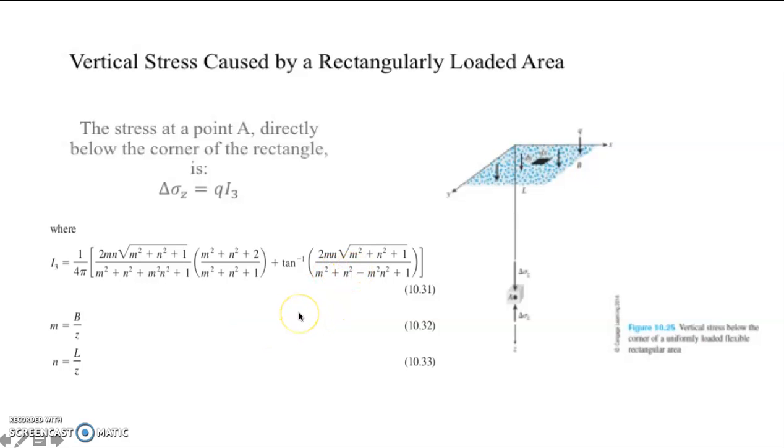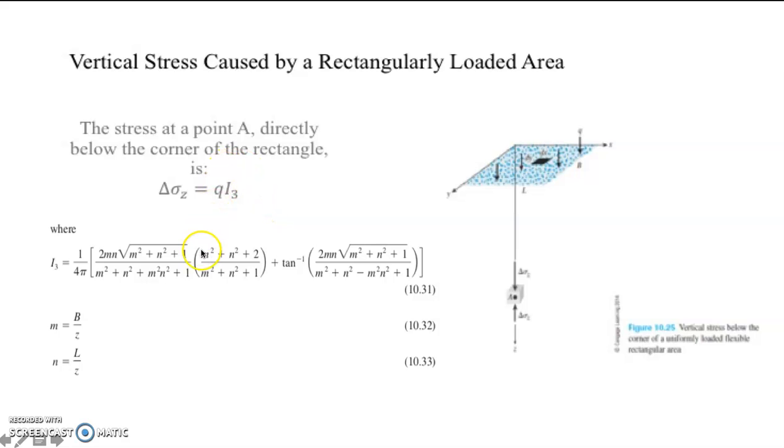Okay, let's continue our discussion. We are on vertical stress caused by a rectangular loaded area. So if you're going to take the vertical stress at a certain point caused by a rectangular loaded area, this is the vertical stress that you're going to take, and this is due to the rectangular loaded area. So the formula to that is the vertical stress equal to Q times I sub 3.